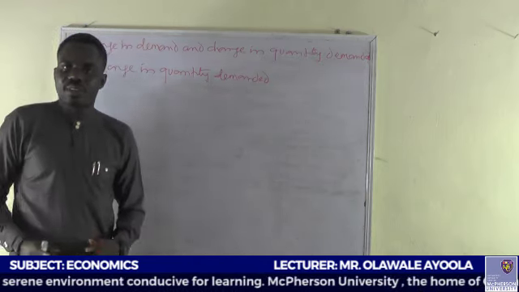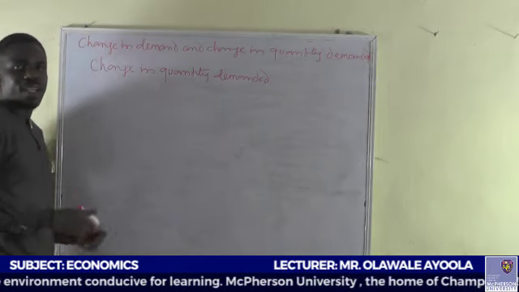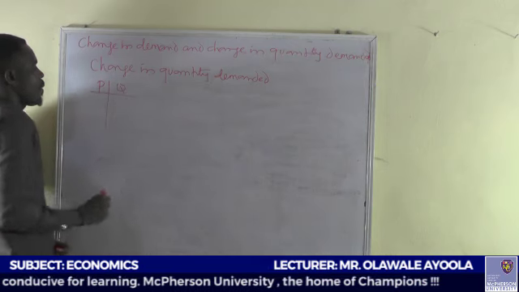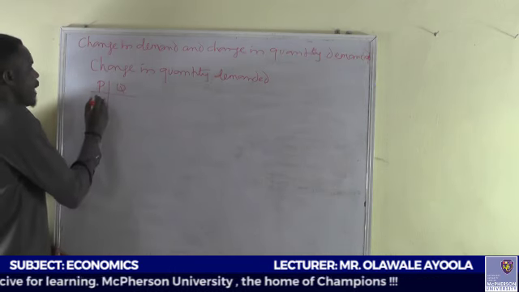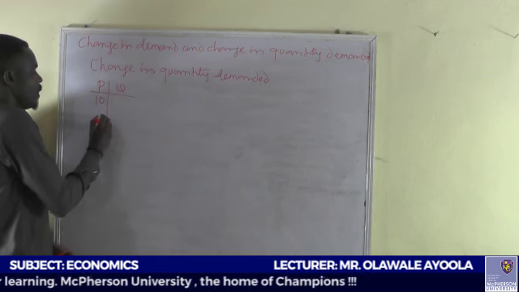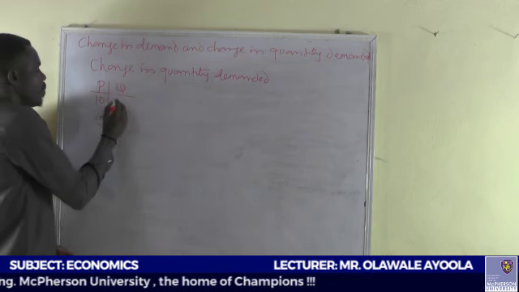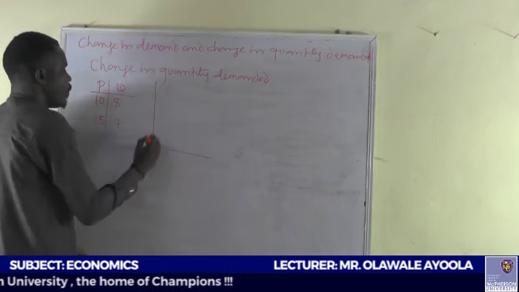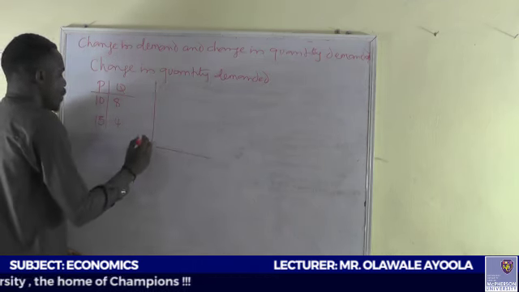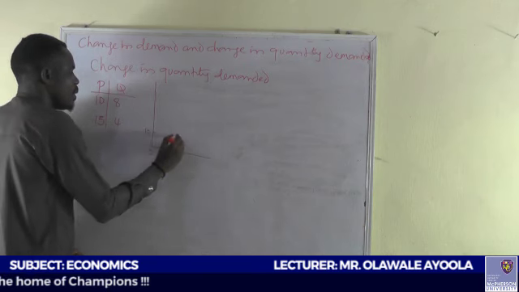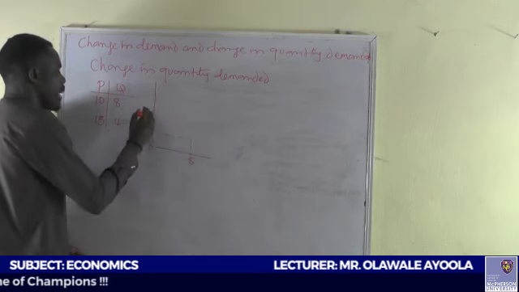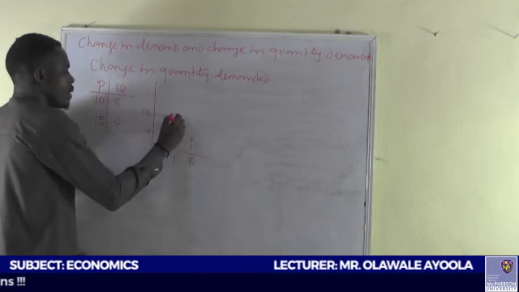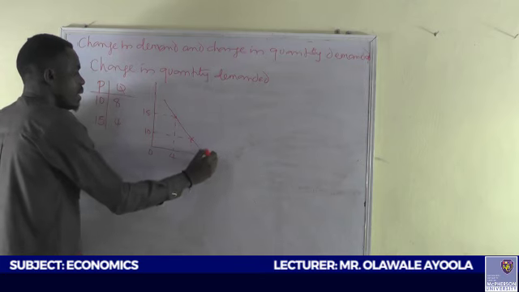We've been able to establish change in quantity demanded from our earlier illustration, that is price and quantity. We said when price increases from 10 to 15, quantity demand will drop from 8 to 4. Then we have our demand curve showing as follows. At 10, quantity demand is 8. By increasing price to 15, quantity demand is 4. Thus, we have the demand curve.